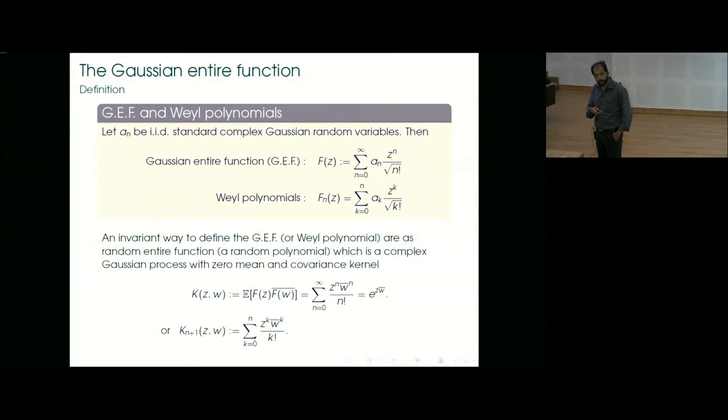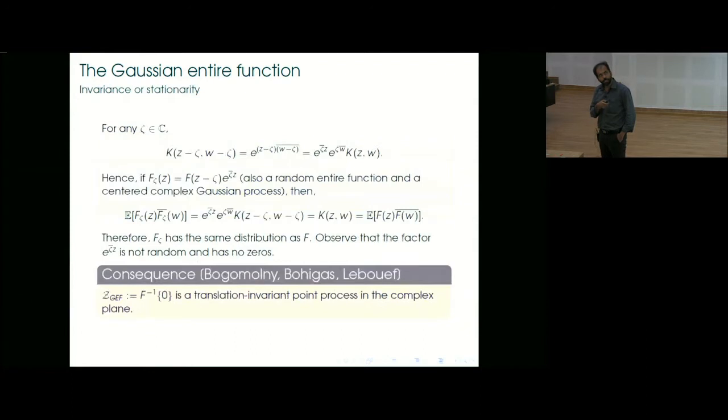These were introduced, in some forms they existed earlier, but this particular form with complex Gaussian coefficients was introduced by Bogomolny, Bohigas, and Leboeuf. One of the key things about it is the property that I will say next, that there is some kind of translation invariance or stationarity. So this point process that we get will be a stationary point process in the plane.